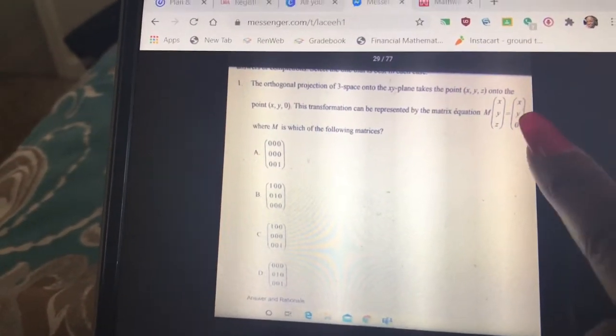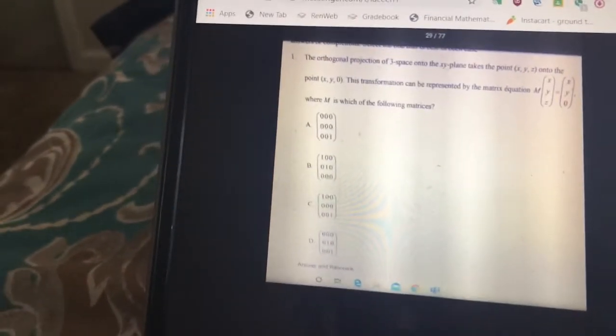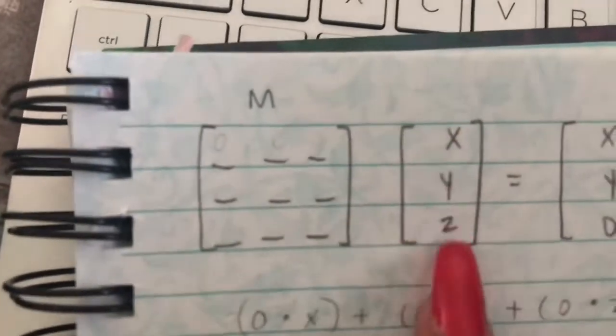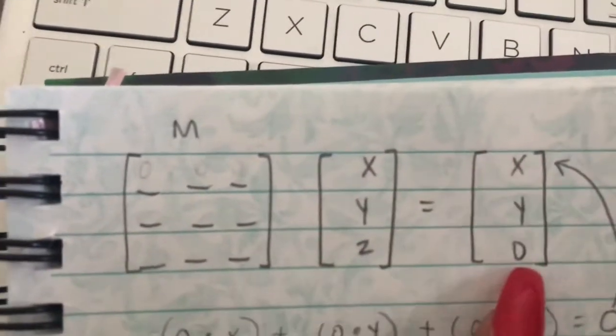y, 0. So first, if you set it up, you have this 3 by 3 matrix, because all of them are 3 by 3 matrices, okay, times this matrix xyz is equal to xy0.